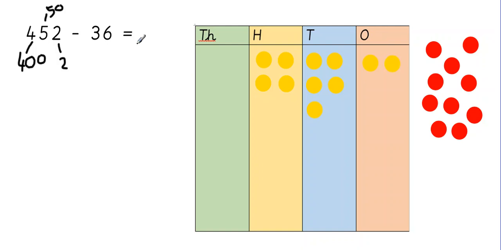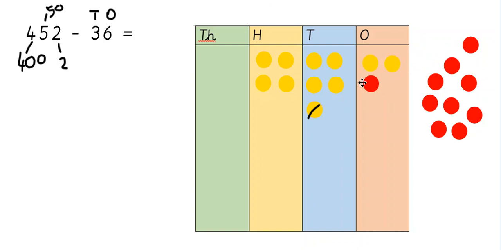Okay, so now we need to take away this 36. So I'm going to put my place value above this number. So we've got 3 is our tens and 6 is our ones. So we've got 3 tens and 6 ones. So if we go to our ones column, we've got 2 in our ones column, but we've got 6 to take away. But we can't take away 6 when we've only got 2 in our ones column. So what we need to do is exchange. So we need to take 1 from our tens column and give it to our ones column.